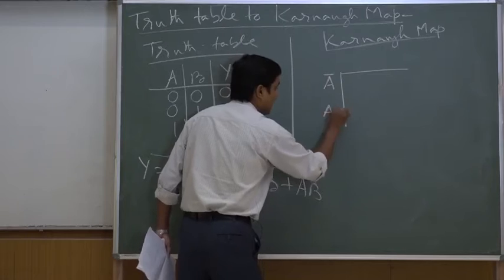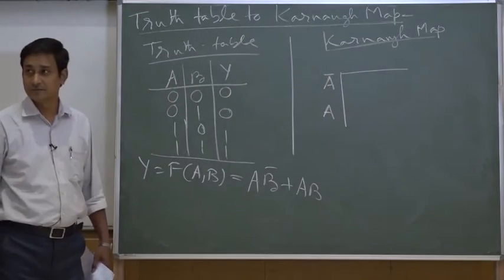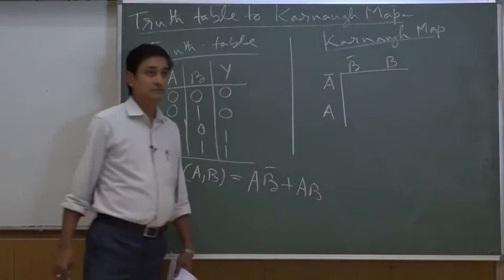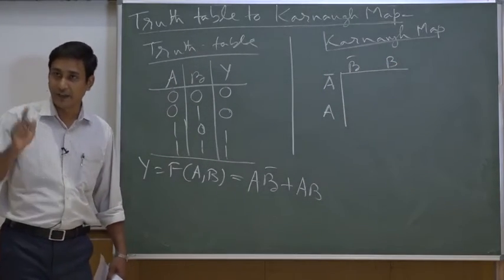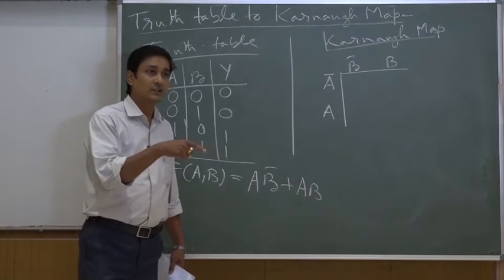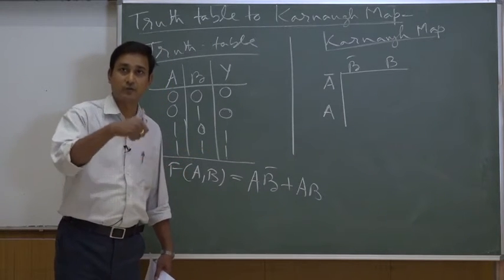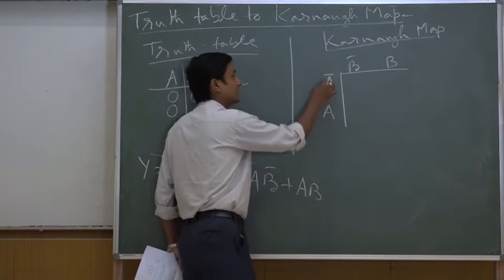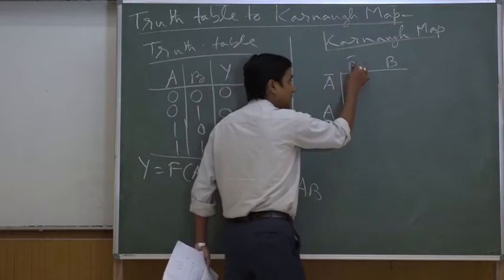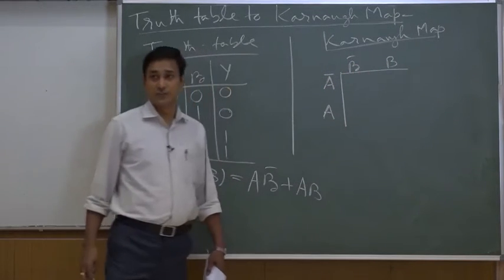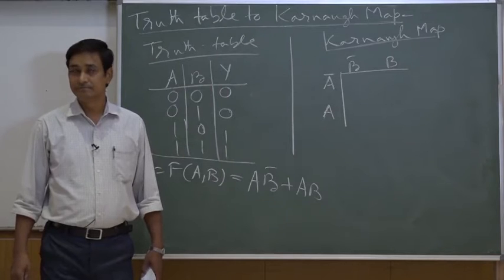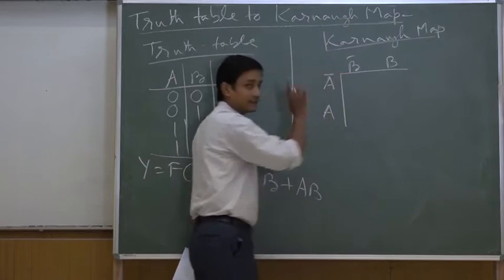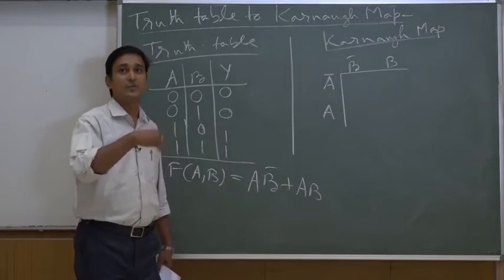A bar, A is written this way, and B bar, B, because I have two possibilities: if A is 1, then the other will be 0. If B is 1, then the other one will be 0. Say A is 1, in that case A bar is 0, and if B is 1, then the other is 0. This is written purposefully like this, because now I want to take the combination between them.